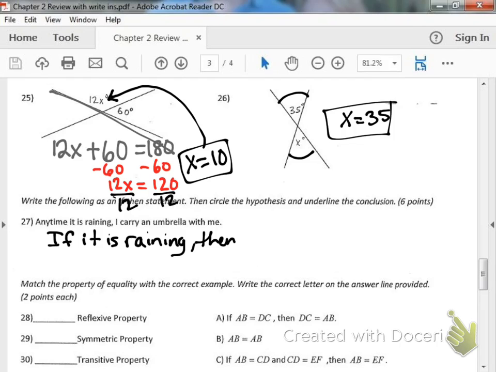Bro, still. Shh. All right, now read the directions.